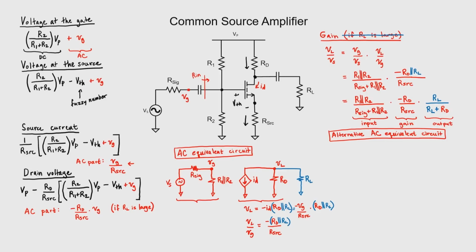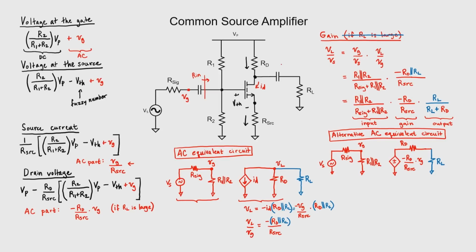The input voltage divider is going to be the same as our original circuit. We have our signal resistance, gate voltage, and input impedance to the amplifier. However, now instead of drawing a current source, I'm going to draw a voltage source. That voltage source will have a gain of minus RD over R source. Then we'll have an output voltage divider, and this circuit gives this equation when you analyze it.